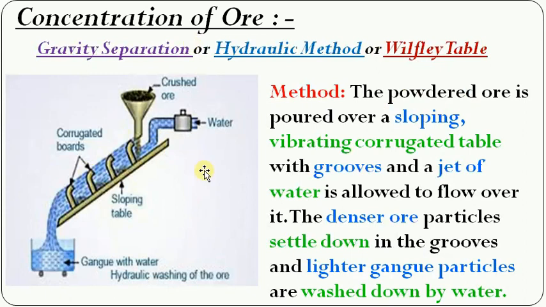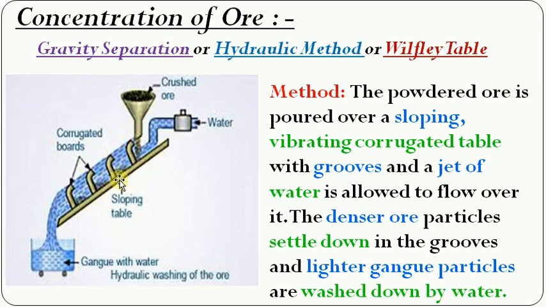You can see the other diagram of the same method. Here we have a corrugated table. It is a vibrating one, so mechanical vibration happens. That's why it's called the hydraulic method too. The powdered or crushed ore is taken in the hopper and water is allowed on the plate. At that time the crushed ore is poured from the hopper. So the heavier ore is blocked, or else settles down in the grooves.